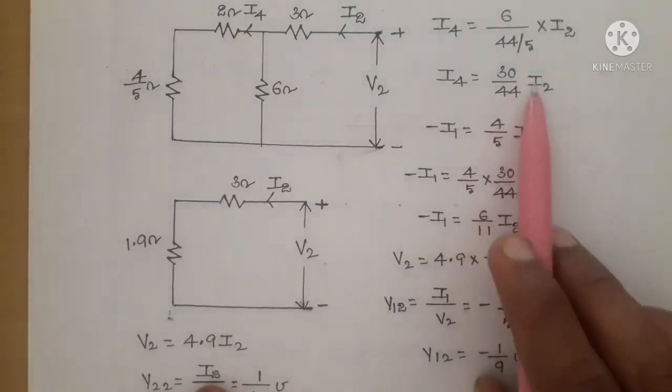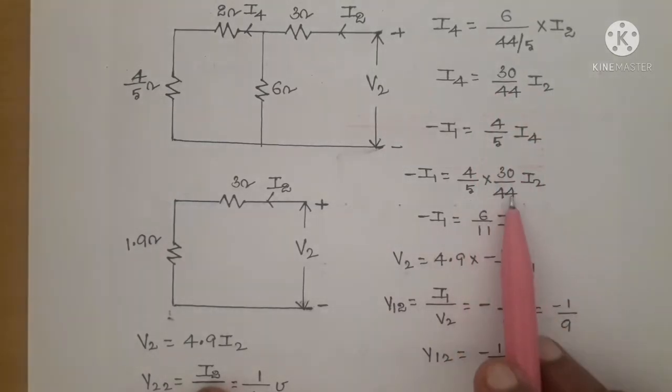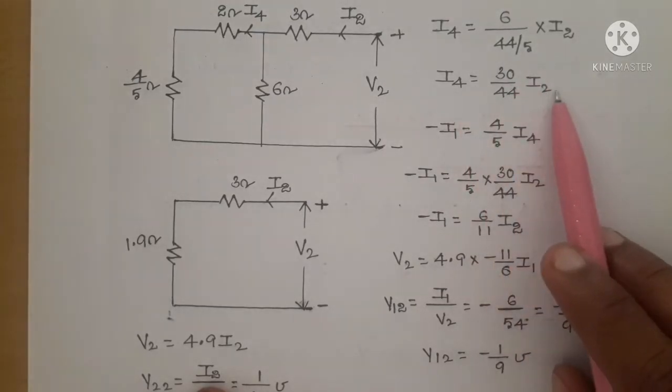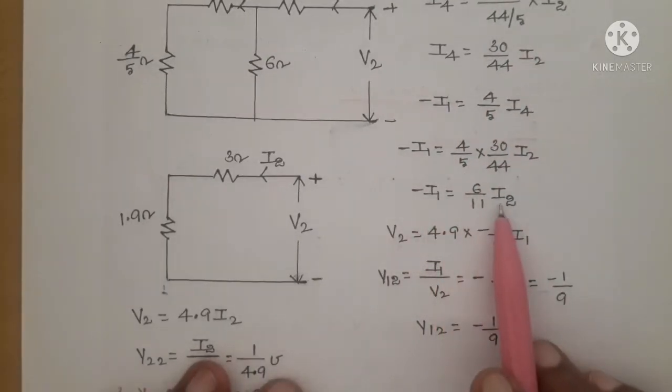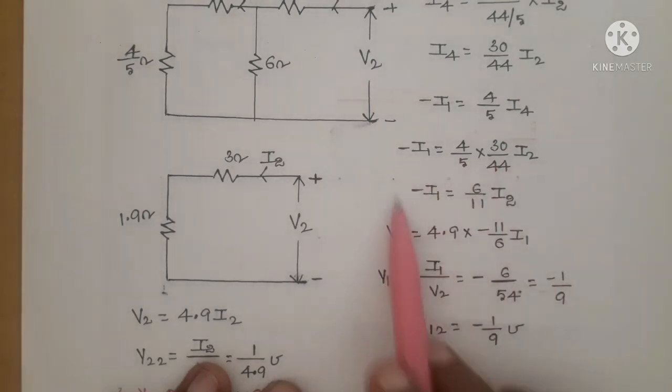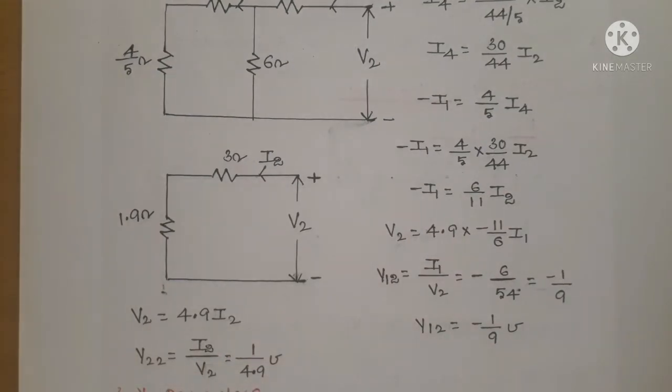I4 in terms of I2: I4 is 30 by 44 I2. So from this, minus I1 equal to 6 by 11 I2. This is the relation between I1 and I2: minus I1 equal to 6 by 11 I2.